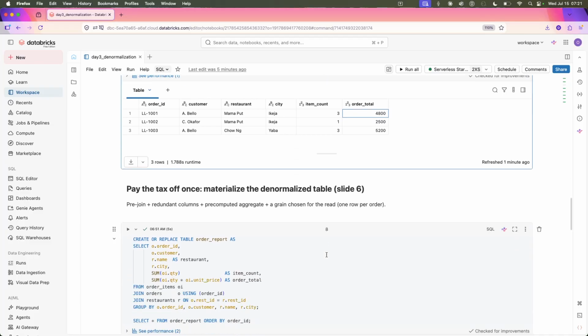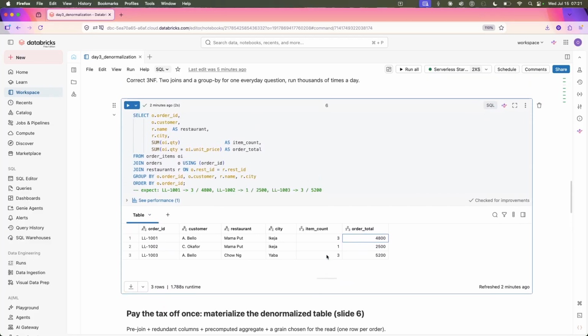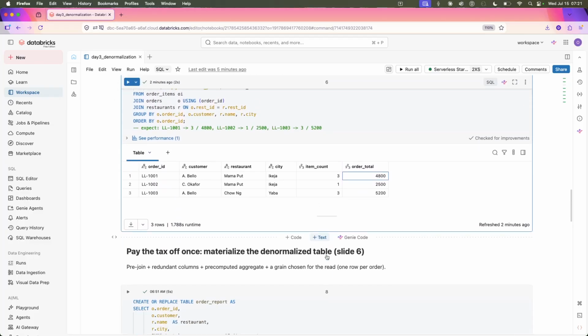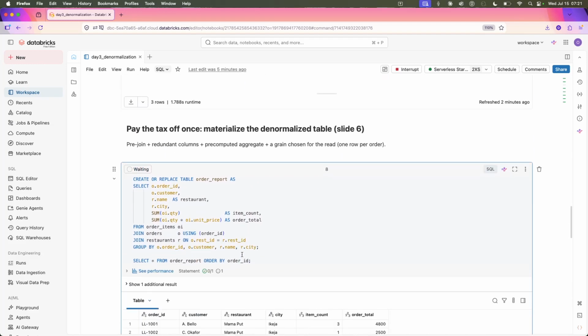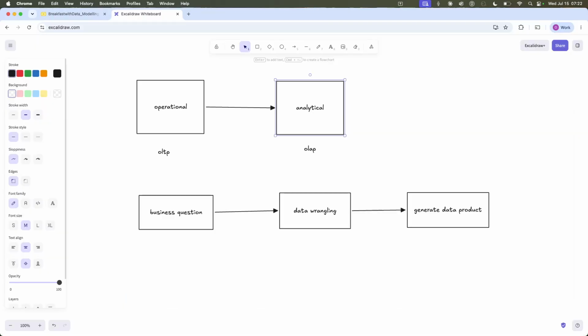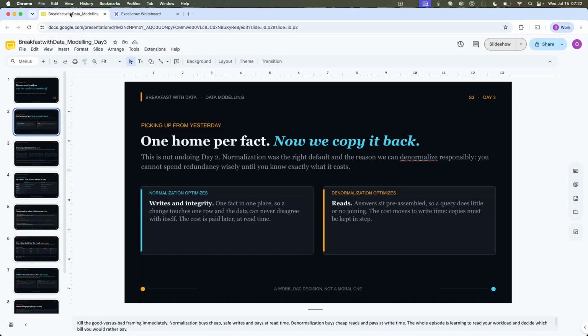Now, this may be a big problem. Instead of doing this, we can always materialize this. Create an orders report table and just query it once. If it is for analytics purpose, we don't need to always come back to be rebuilding this particular table every single time.